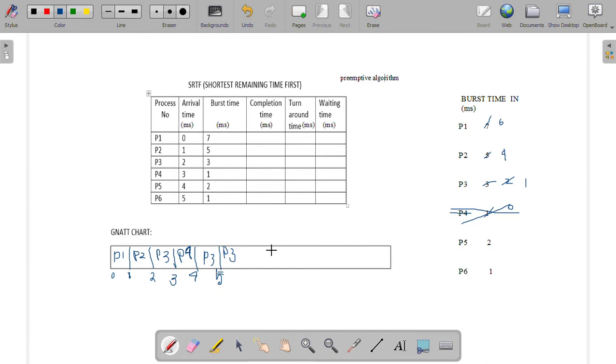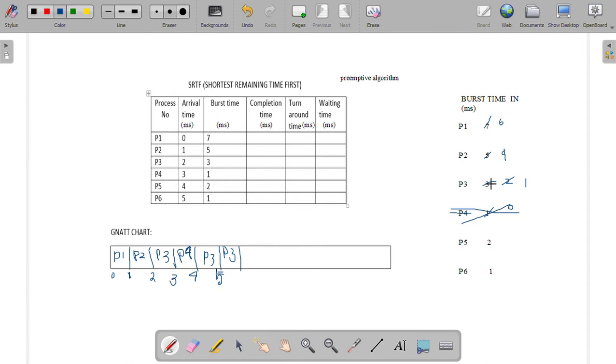So as all the processes have arrived at 5 millisecond, afterwards we will not schedule each process for 1 millisecond. It will be scheduled up to its burst time. As you can see, P3 and P6 have the least burst time, but among P3 and P6, P3 has the least arrival time, so P3 will be scheduled for 1 millisecond, because it is actually one.